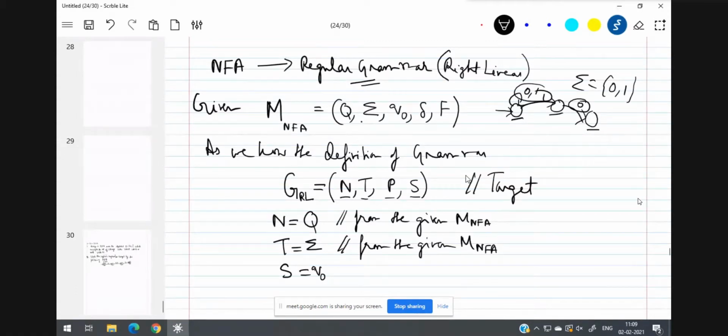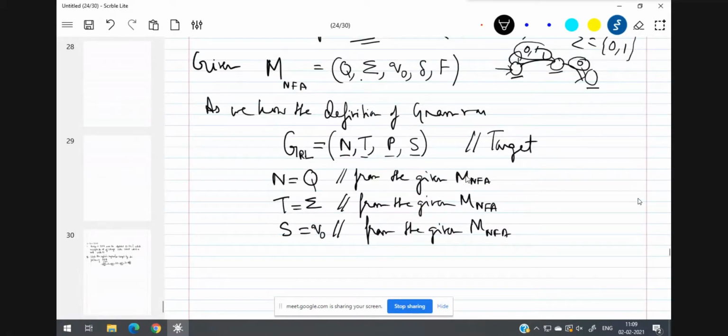Likewise, for string generation or language checking in the case of grammar, it has to start from the start symbol. So I am considering the start symbol equivalent to the initial state. This is also from the given NFA.